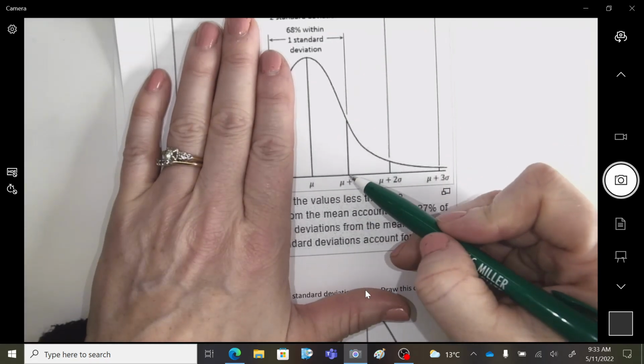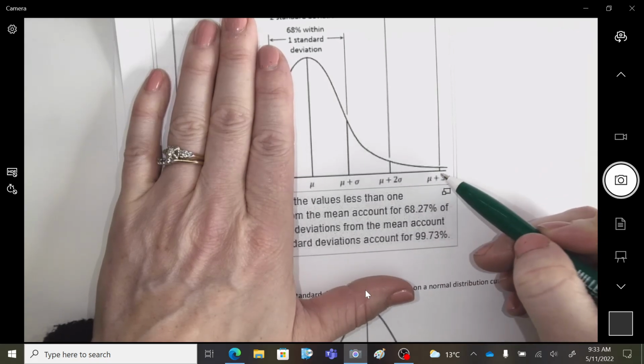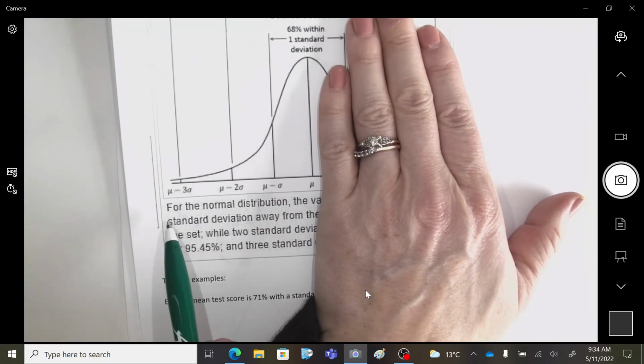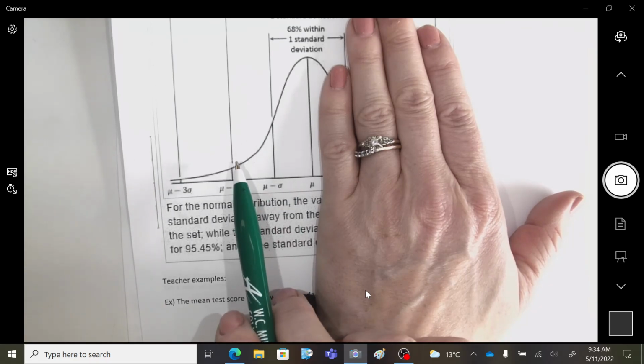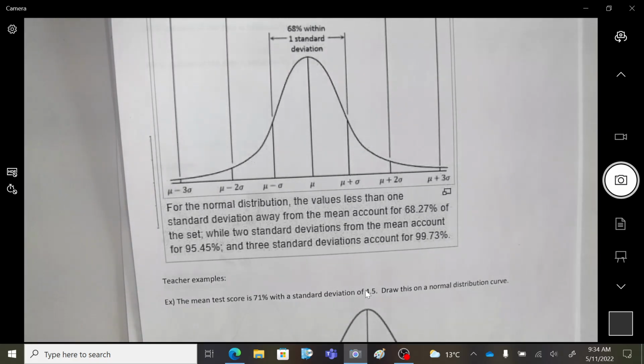This side means 1 standard deviation above, 2 standard deviations above, 3 standard deviations above your mean. This side means 1 standard deviation below, 2 standard deviations below, or 3 standard deviations below your mean. There is a rule about how much data appears in this. So grab your cheat sheet, we're going to write this down.